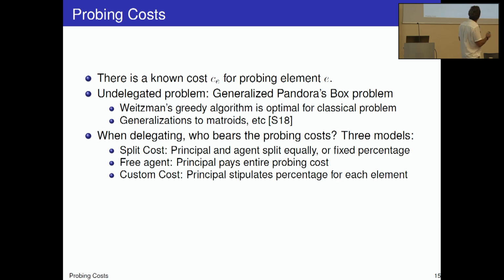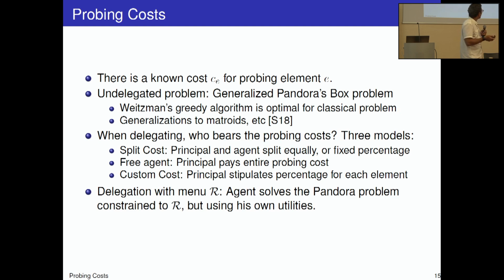And then the most permissive model, it turns out, is where the principal, as part of their mechanism, gets to stipulate what percentage of each element's probing cost they're going to pay. So they can say, hey, this option seems very promising. We're going to foot the bill for you to explore it. But this other option seems high risk, high reward. So if you're going to explore it, do it on your own dime, I'll pay maybe like 10% of that or something. So you can do things like that in this mechanism.